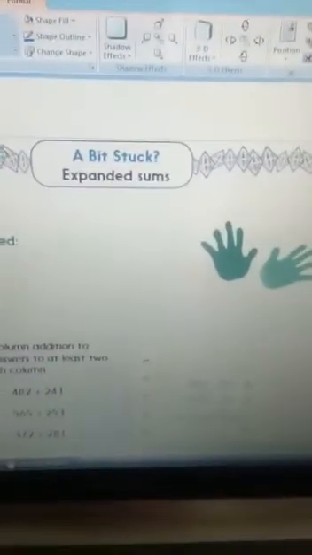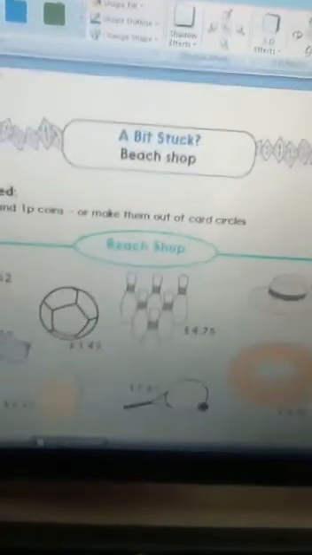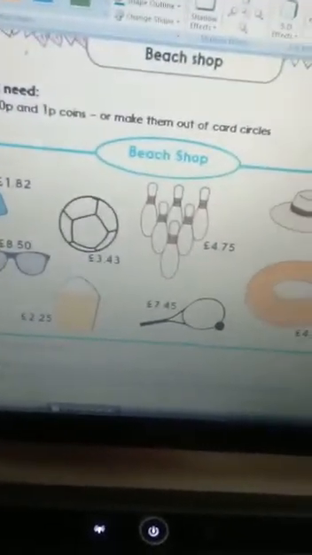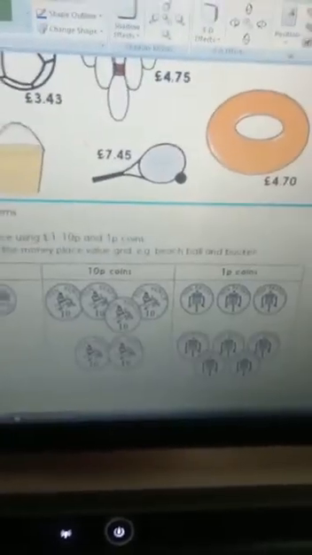And then we've got for an extension to do 3 4-digit numbers exactly the same way, just adding them up, starting with the units, the tens, the hundreds, and then the thousands. And check your answers. And if you're a little bit stuck, you've got expanded sums. And then for the money, you've got some prices here. And you're going to show what you can do when you expand it.